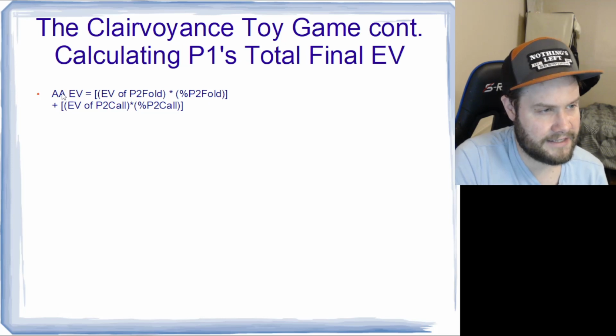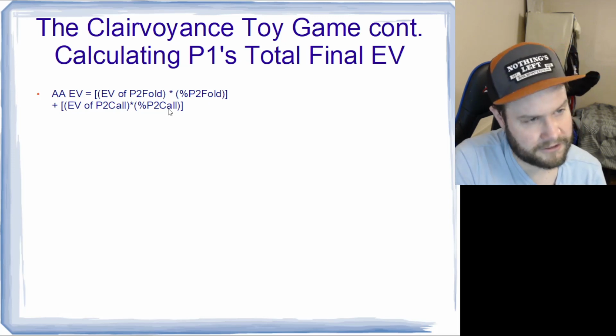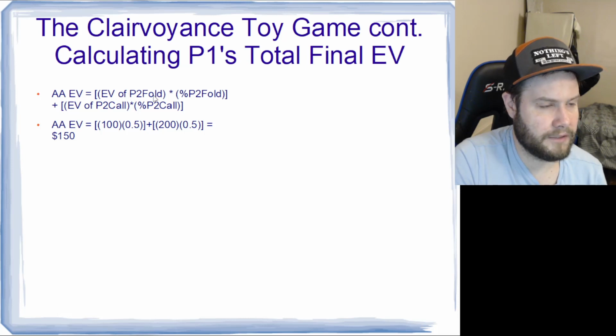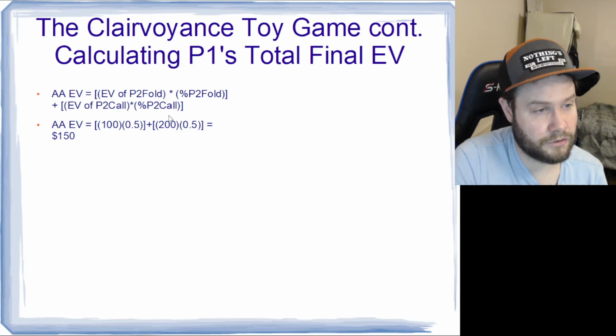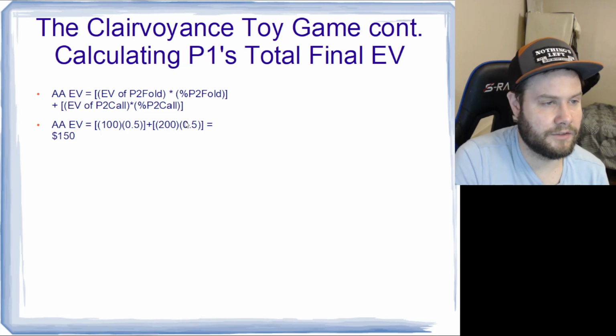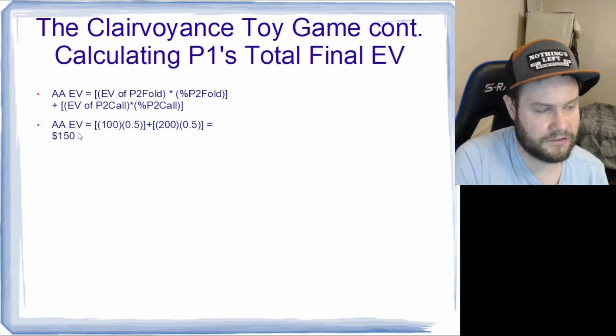So ace ace has the EV of when player 2 folds times the percent of the time player 2 folds, plus the EV of player 2 call times the percent the player 2 calls, right? Makes sense. So when player 2 folds, the EV of betting ace ace is 100, because you just win the pot. So half the time you just win the pot. Plus when player 2 calls, you get $200 because you get the pot plus the bet, and you get that half the time, which is $150 in EV.